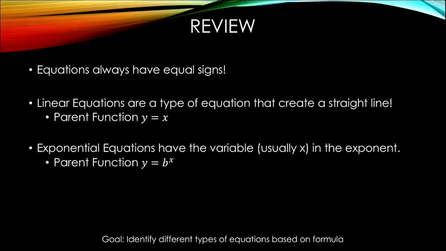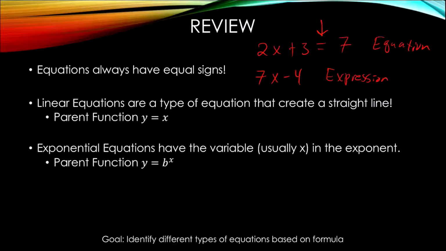Okay, quick review. Equations always have equal signs. So if I write something like this, 2x plus 3 equals 7, that is an equation. Okay, we know it is an equation because of that equal sign. If I write something like this, 7x minus 4, we call this an expression.